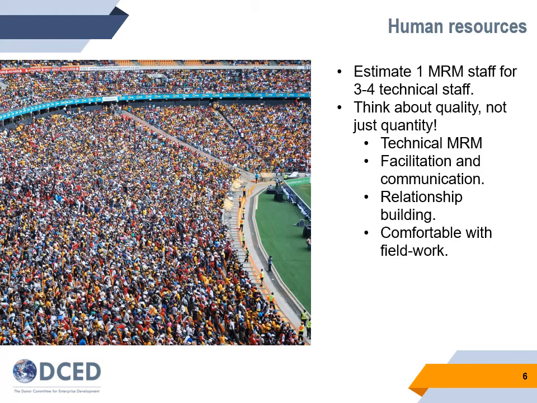A rough estimate, which you can tailor to what you're doing, is 1 MRM staff for 3 to 4 technical staff. And often they work together in a team, let's say in a market-based sector. So maybe this is your horticulture team, where the MRM staff are working alongside the technical staff to define what they're doing, setting up the results chains, collecting information and feeding it back to the team.